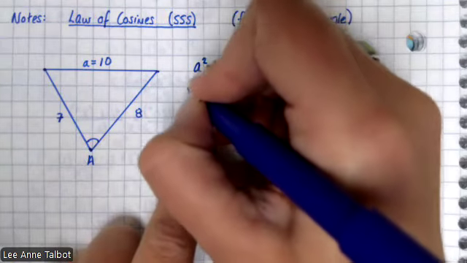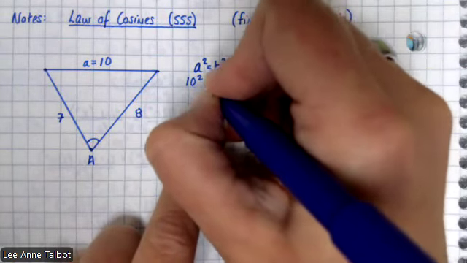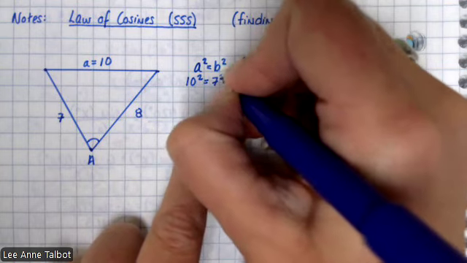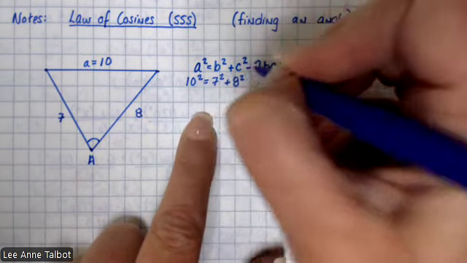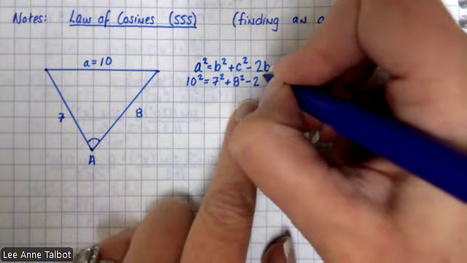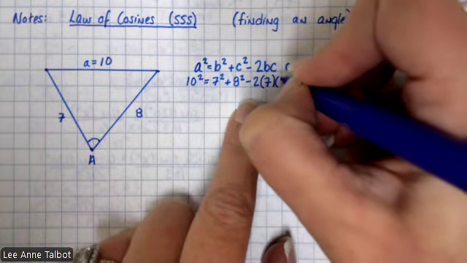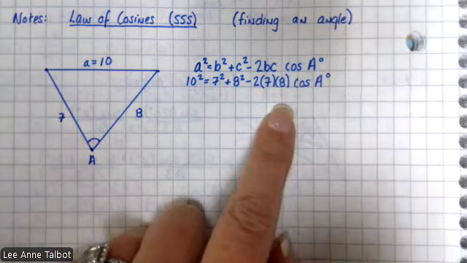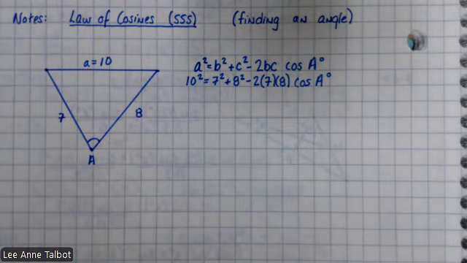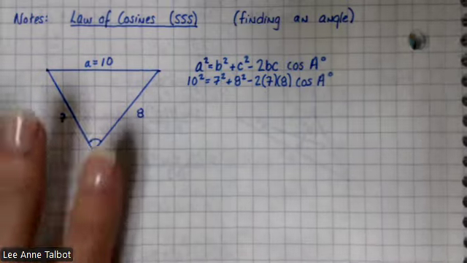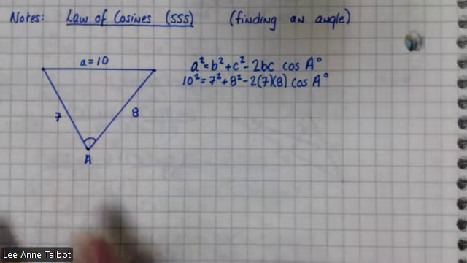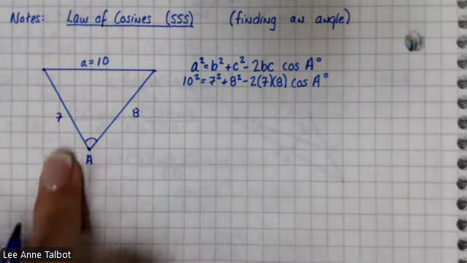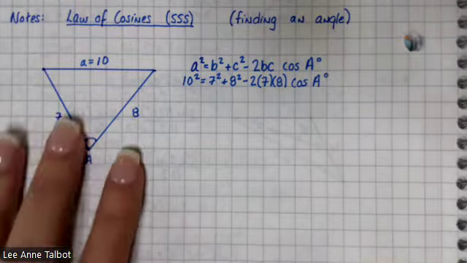So, 10 squared equals 7 squared plus 8 squared minus 2 times 7 times 8 cosine of A degrees. Okay, now pause real quick. We're gonna go slow. Does everybody have this picture labeled real quick? I'm going to zoom in.